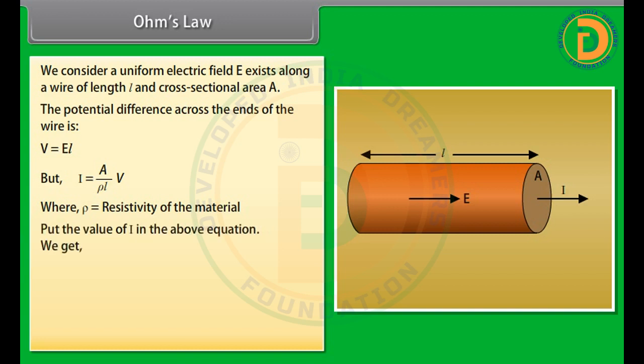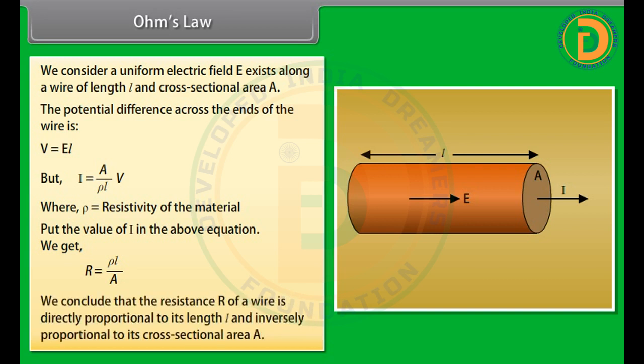Put the value of I in the above equation. We get the value of resistance, which is equal to rho L upon A. We conclude that the resistance R of a wire is directly proportional to its length L and inversely proportional to its cross-sectional area A.